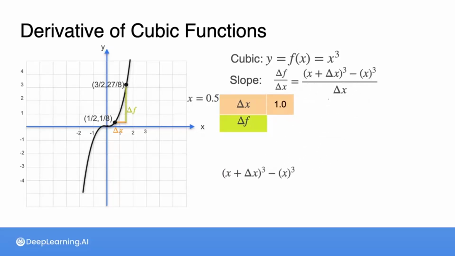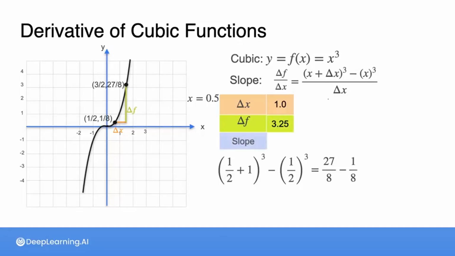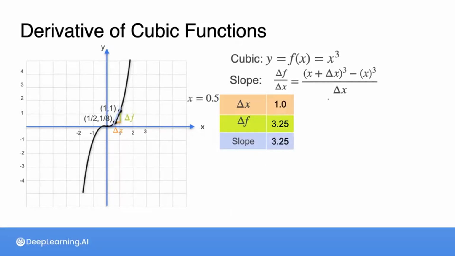Why 27 over 8? Because 1/2 plus 1 cubed is 27 over 8. So we subtract 1/2 cubed, and we get 3.25. And the slope of this secant line is going to be 3.25 divided by 1. So that's 3.25. Now let's decrease the interval to length 1/2 and do the same calculation.